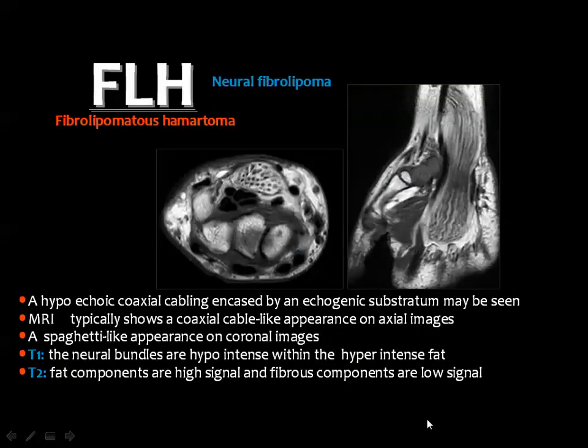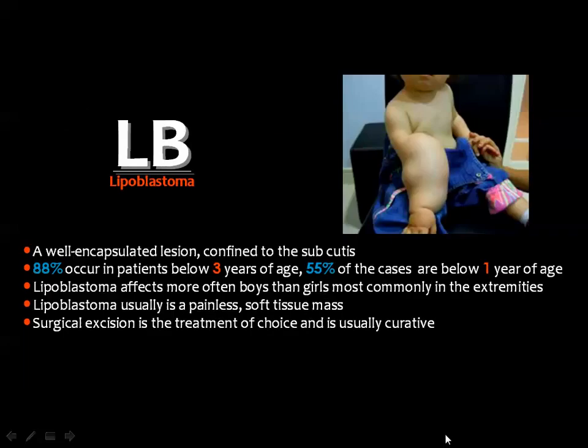Then the fibrolipoma has a very, very characteristic appearance. The nerve is markedly enlarged, and it shows the appearance of a cable-like structure in the axial image, with the black dots representing the nerve fibers, and the hyperintense signal background represents the fat. And in the coronal or sagittal images, it has an appearance which is usually referred to as a spaghetti-like appearance, because the nerve fibers are black and the major component of the lesion is bright.